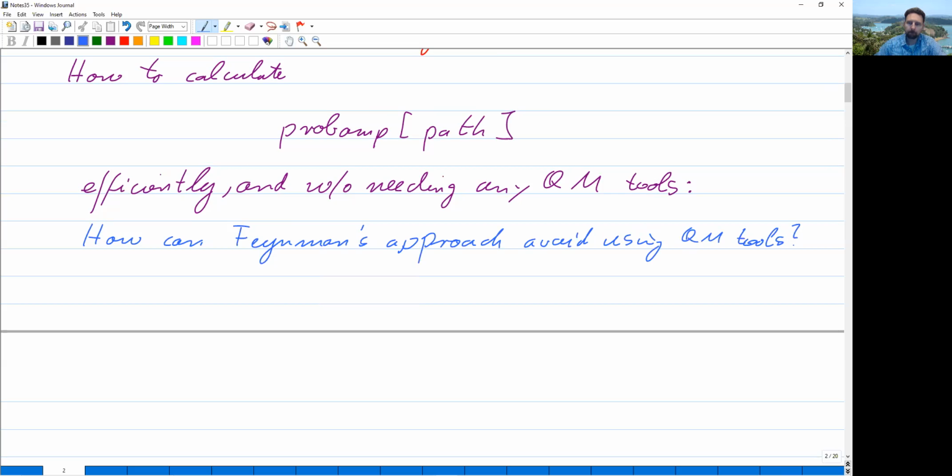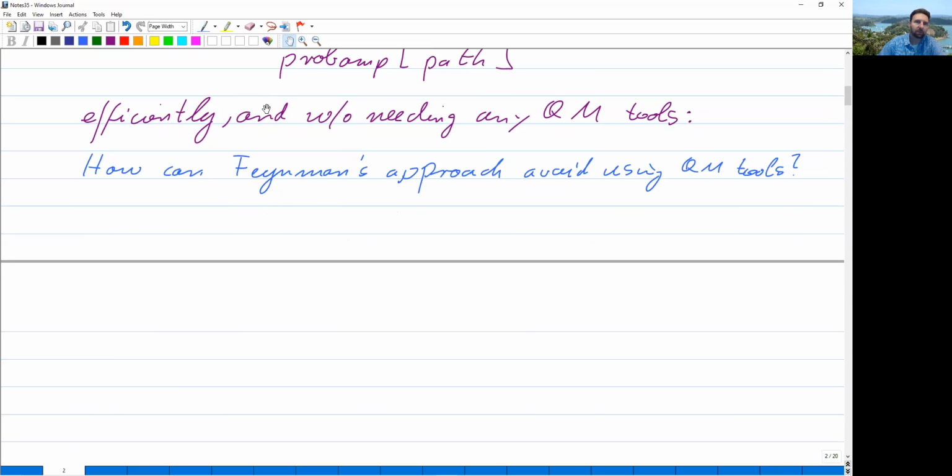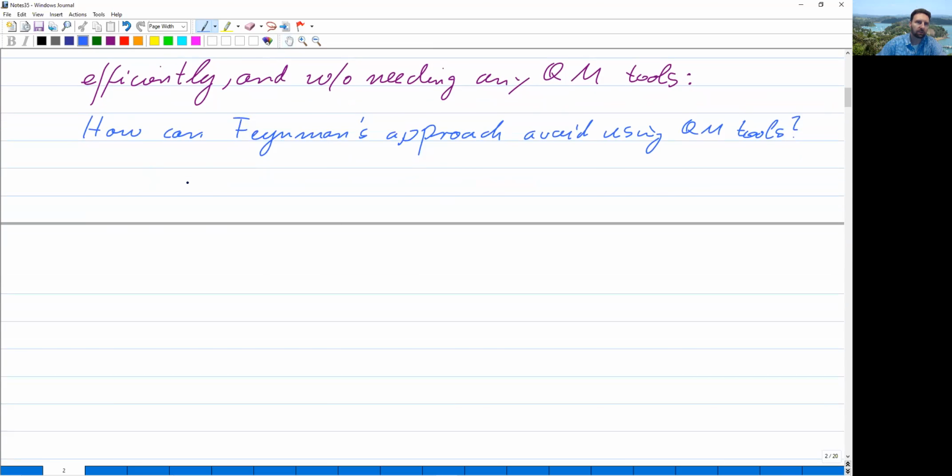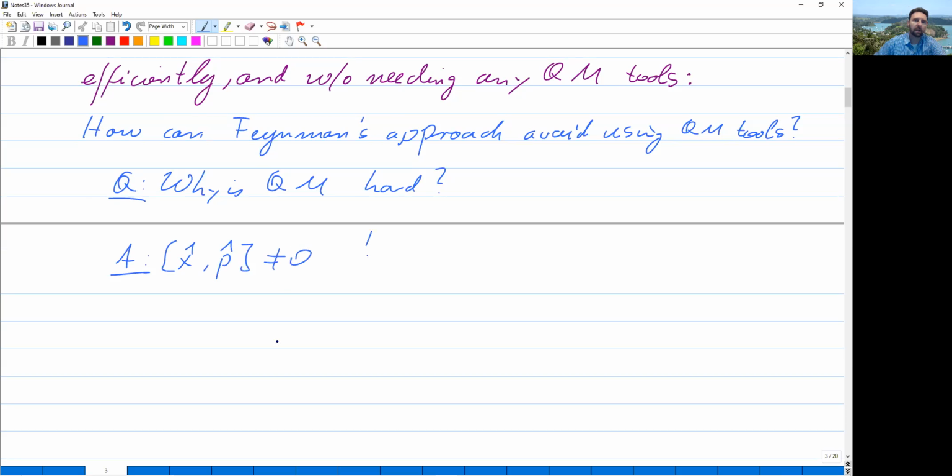Here's the gist of it. Let me first explain why quantum mechanics is hard. Now you may guess why that is. It's because the x and the p are not commutative, right? So the answer: the commutator of x hat and p hat is not equal to 0. That's why we need all this business with the Hilbert space representations, and it just gets complicated.